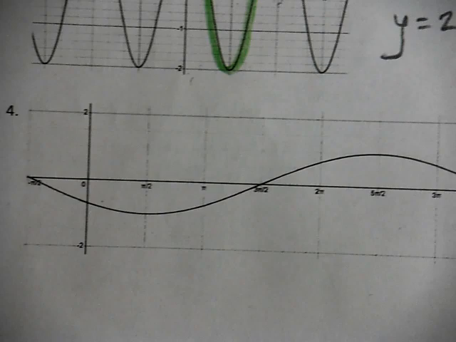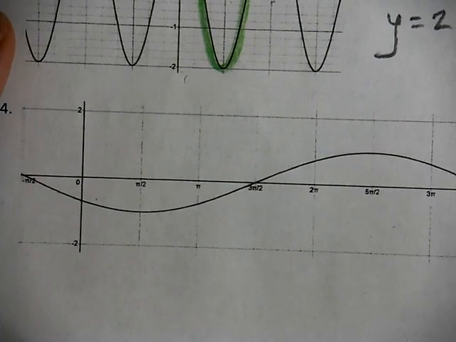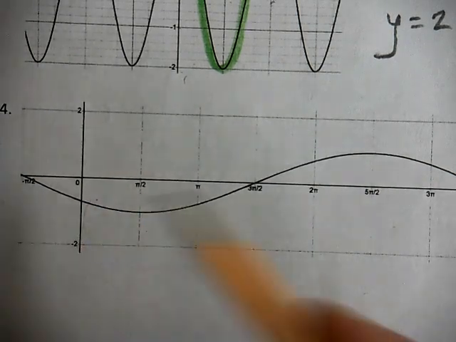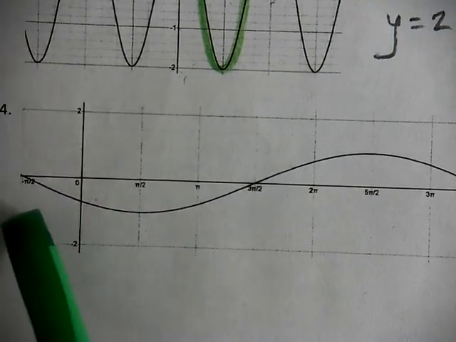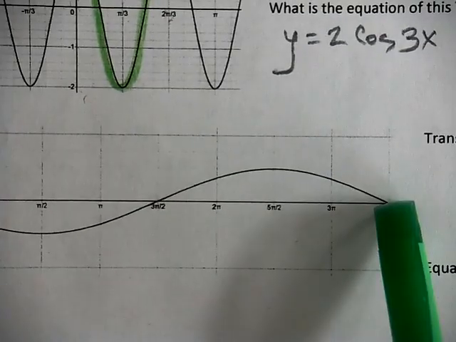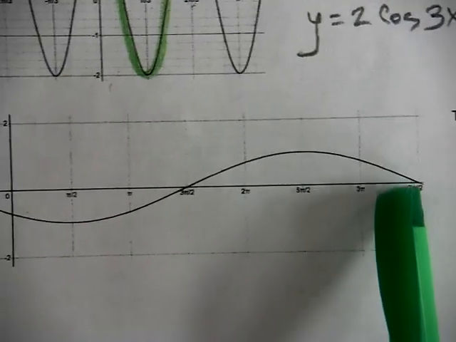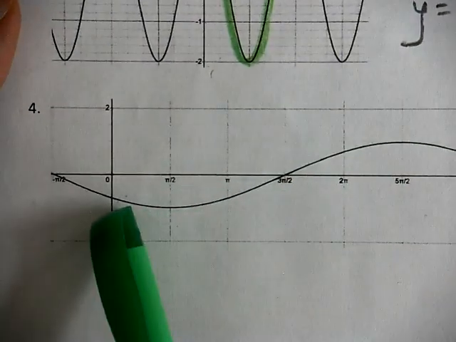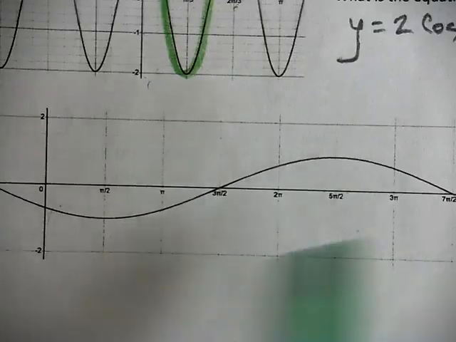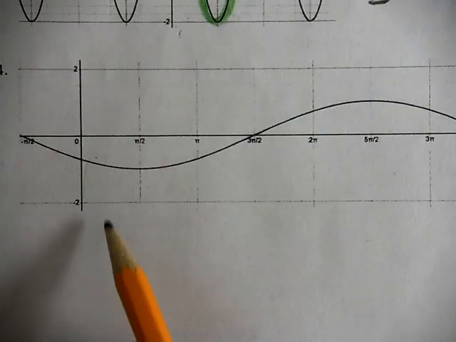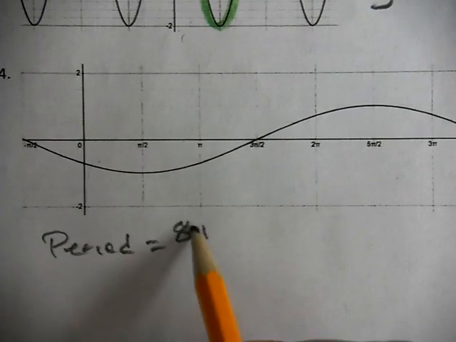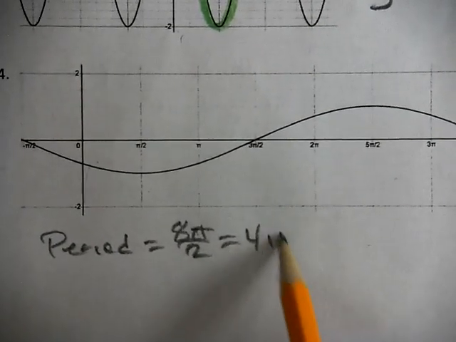Let's take a look at this one. This one is not touching the y-axis very cleanly. So I'm going to look at starting way over here and going all the way. This looks like it's 7 pi over 2 and another pi over 2. So that's 8 pi over 2. So our period equals 8 pi over 2, which is known as 4 pi.